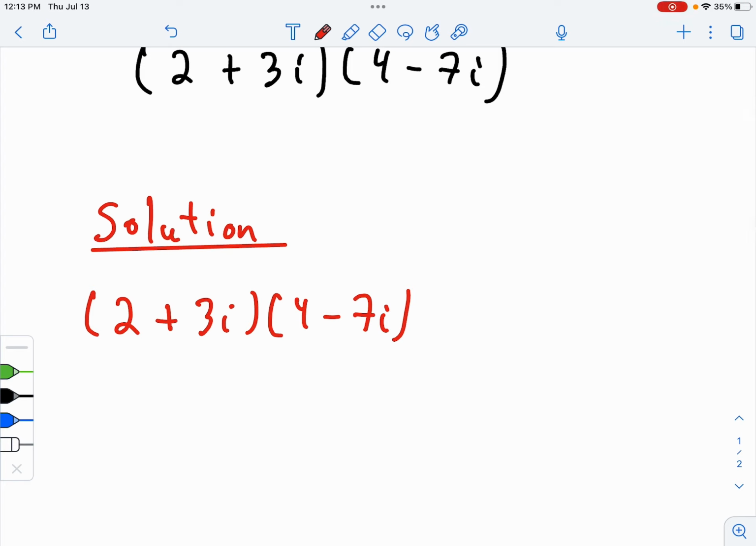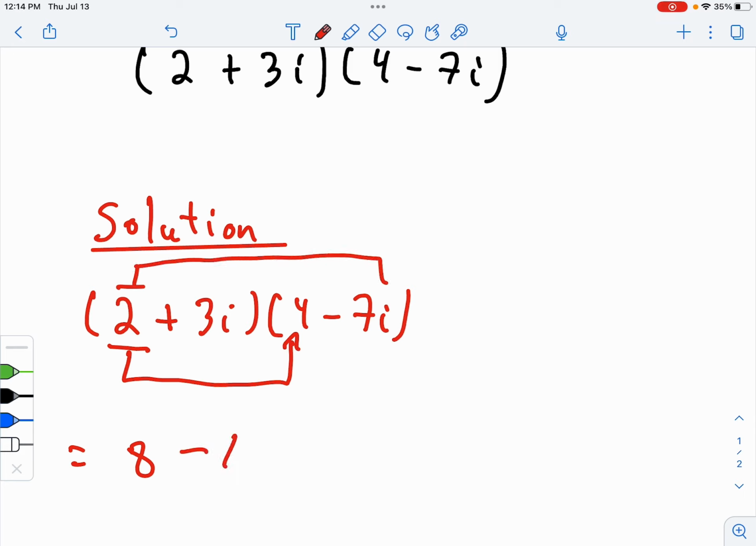the properties that we have when we're foiling things out, which we could do here. And I mean, foiling is technically for polynomials, but you actually get the same result as that rule would give you. So I'm going to start by taking 2, multiplying it by 4, it's 8. Then 2 multiplying it by minus 7i, that's minus 14i.